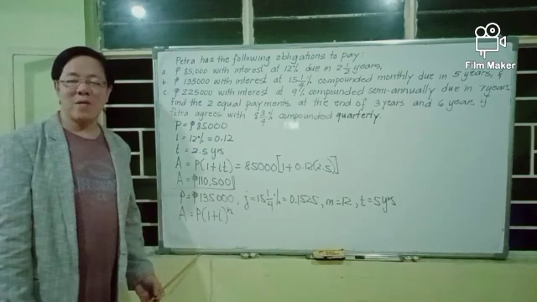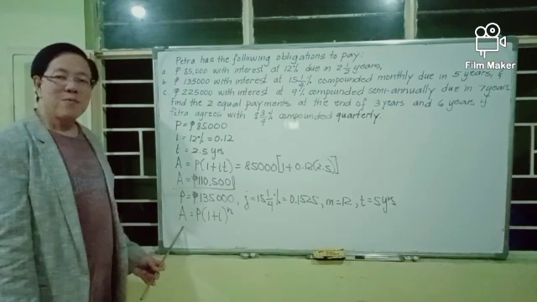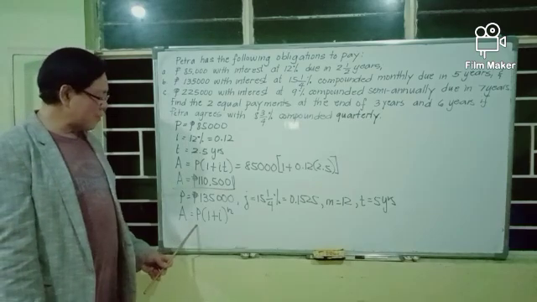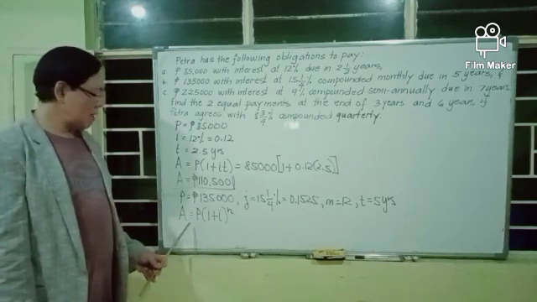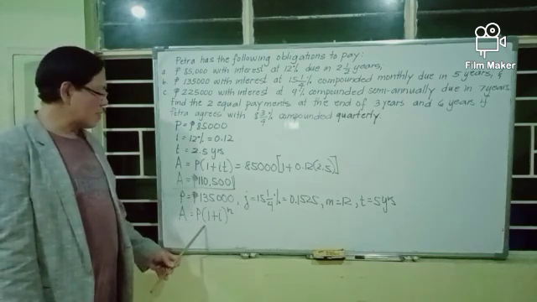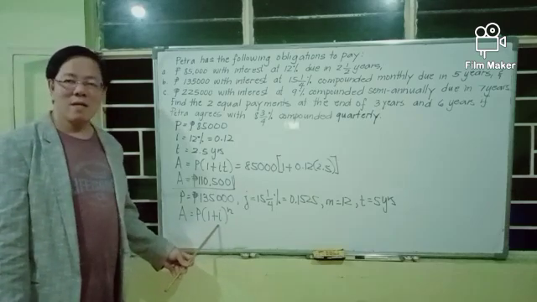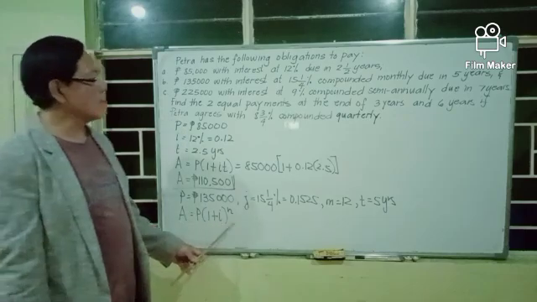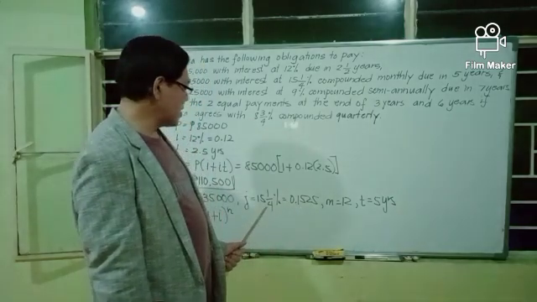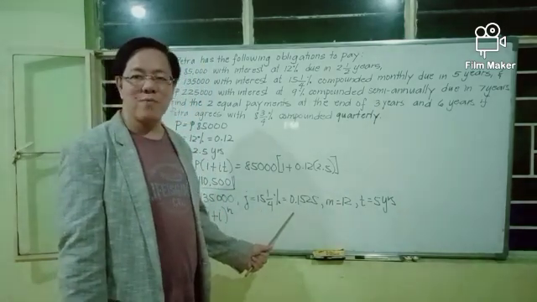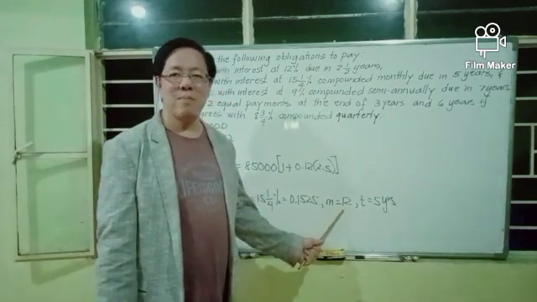The maturity value of the second obligation at compound interest rate is computed using the formula for accumulated value of principal at compound interest rate. And the formula is given by capital A equals P, the principal, times quantity 1 plus i to the power n, where i is the interest rate per month, which is equal to J divided by M. The interest rate per year in decimal number is 0.1525 and we divide that by 12 months to get the interest rate per month.